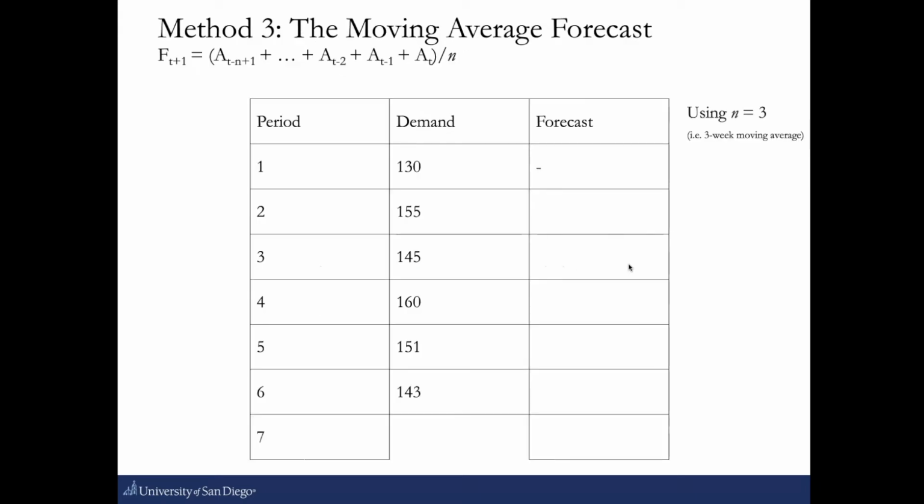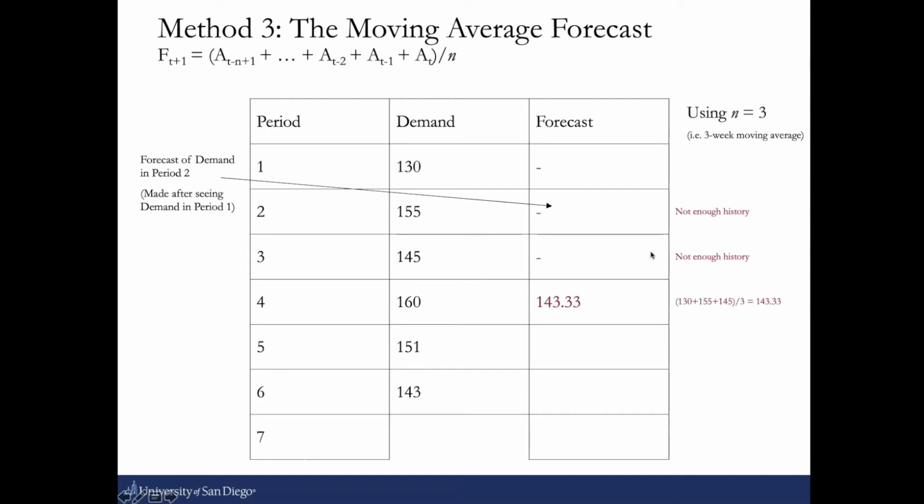So let's take a look at this formula here on the top left-hand corner. So we have F sub t plus 1 equal to A sub t minus n plus 1 up until A sub t, divided by n. Here, n will be the n-week moving average. So based on the same example that we have gone through so far, let's assume that n equal to 3. And so we have a 3-week moving average. Here you will see that in order to generate the forecast using the 3-week moving average, I will need to have at least 3 previous data points in order to initialize this technique.